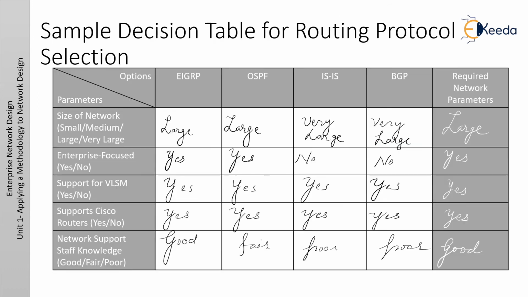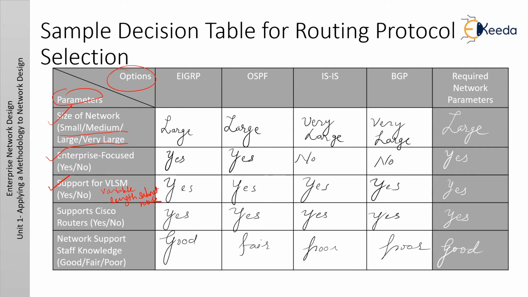So this is the simplest example of a decision table. Here you can see different parameters are aligned. So these are the parameters and what are the different options. Size of network, whether it is small, medium, large or very large. Enterprise focus, yes or no. Support for VLSM. VLSM is variable length subnet mask.